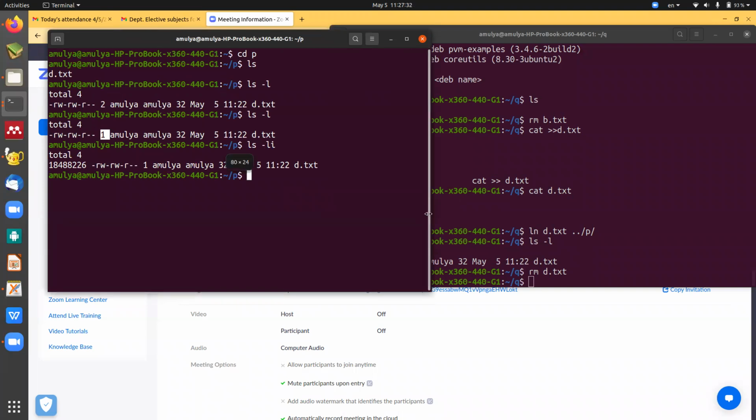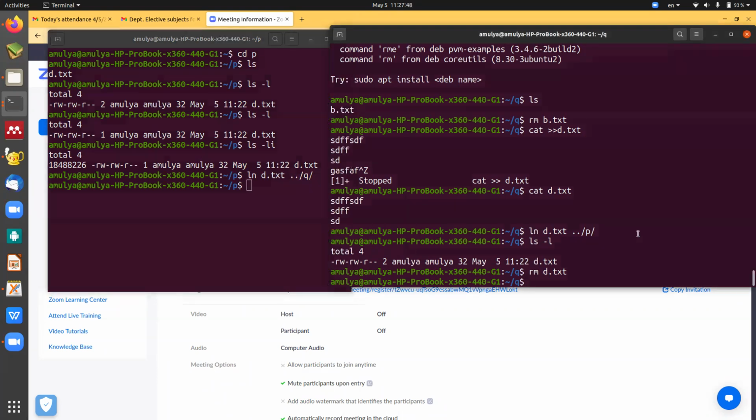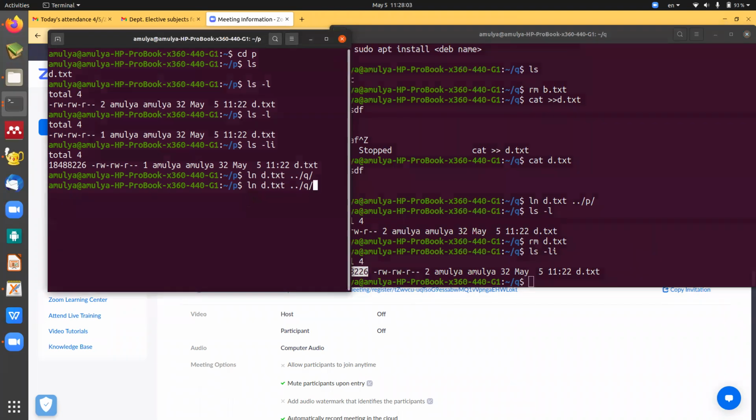Then I'll establish a link. ln, then the file name, d.txt, then dot slash q. Once it is established, now here also you check ls -li. Just see, the same 2226 and 2226 is there or not? Same inode, but now the link count has changed to 2. Here also it has to be changed to 2.